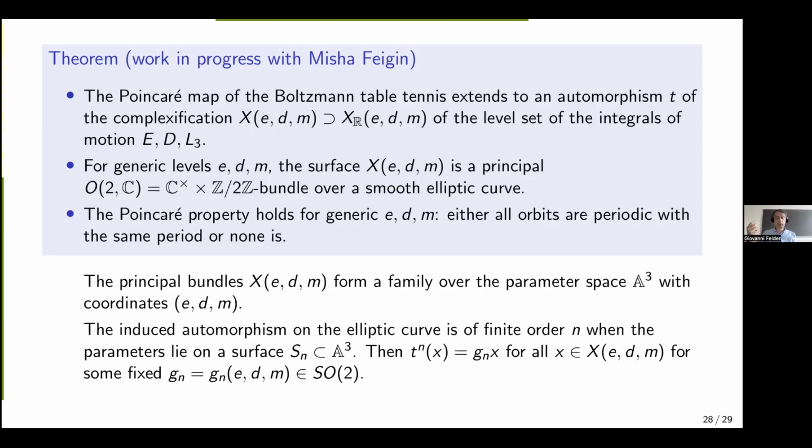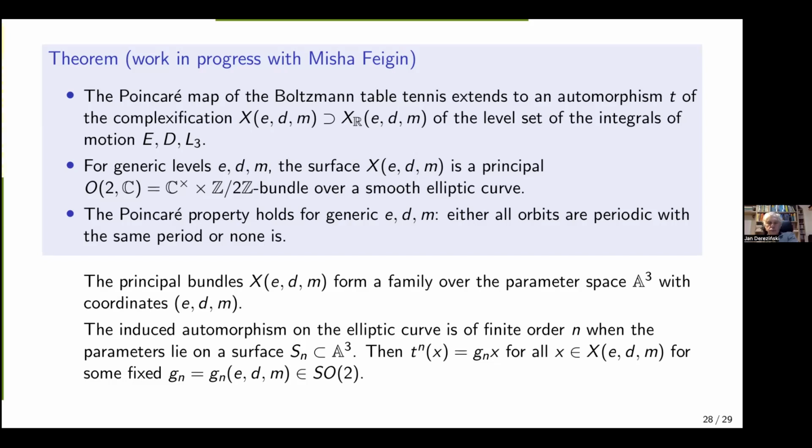Now the induced automorphism on the elliptic curve is of finite order. So on this 3-dimensional parameter space, first of all, you have surfaces Sn, and on those surfaces, the induced map on the base curve has finite order n.